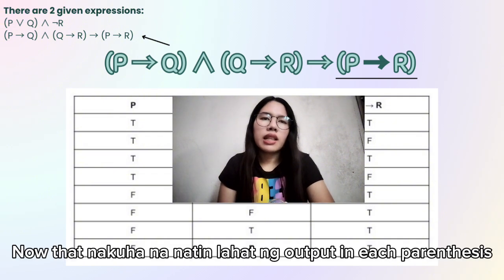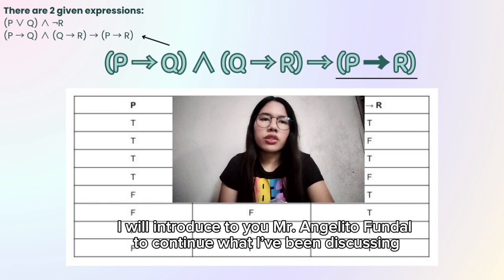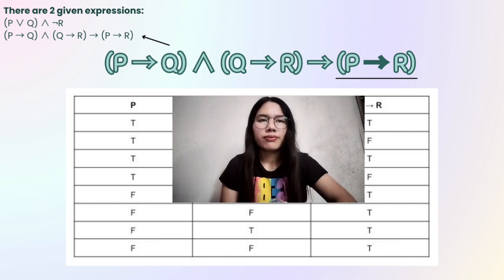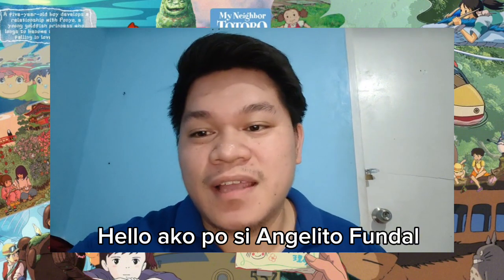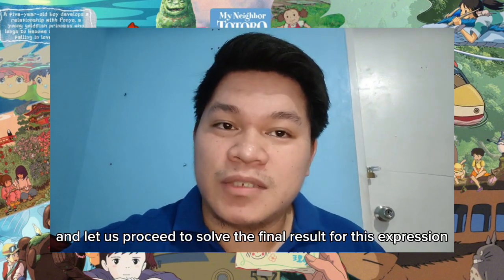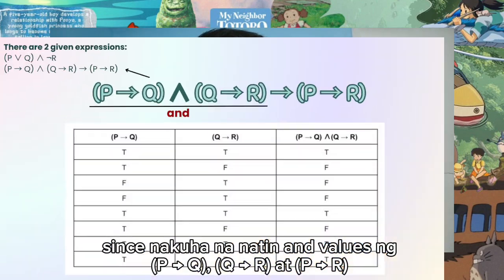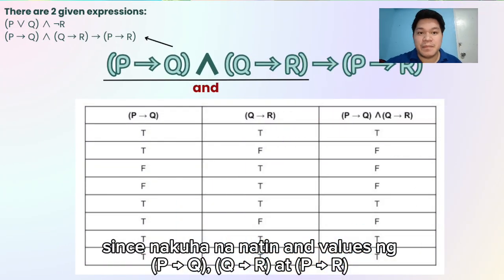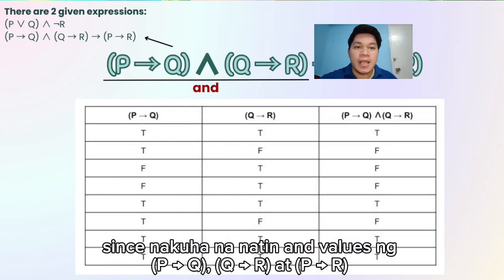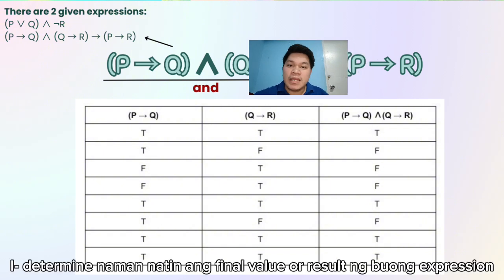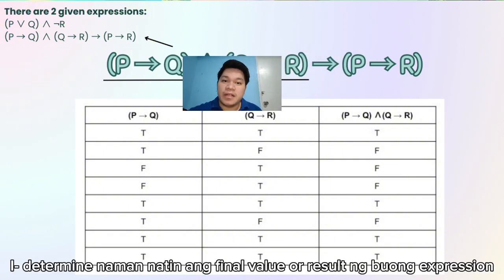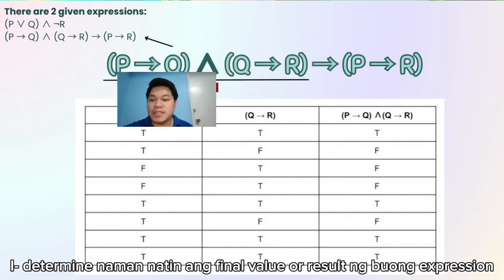Now that nakuha na natin lahat ng output in each parenthesis, I will introduce to you Mr. Angelito Fundal to continue what I've been discussing. Hello, ako po si Angelito Fundal, and let us proceed to solve the final result for this expression. Since nakuha na natin ang values ng P implies Q, Q implies R, at P implies R, i-determine naman natin ang final value or result ng buong expression.